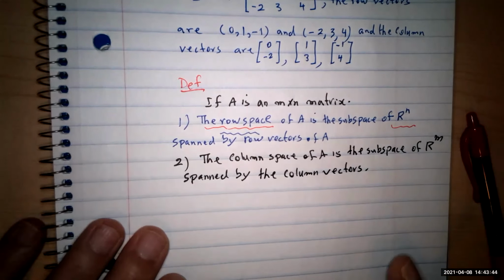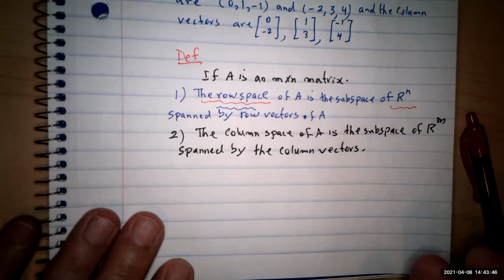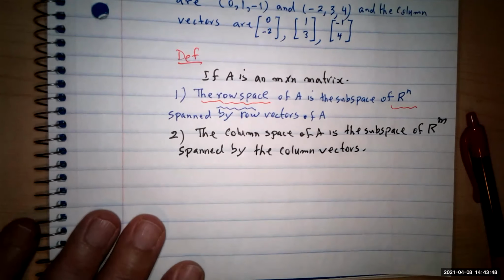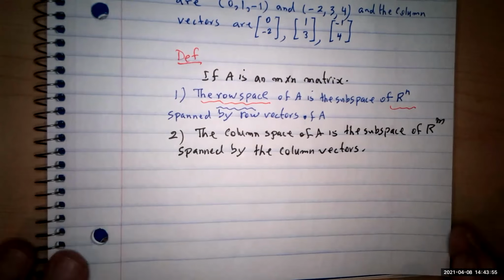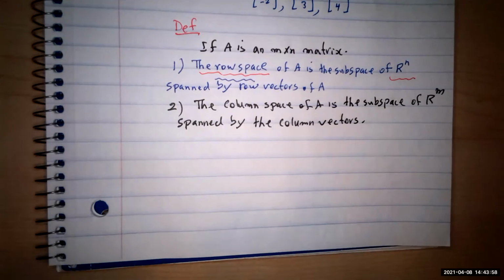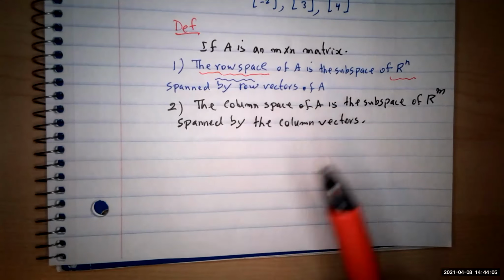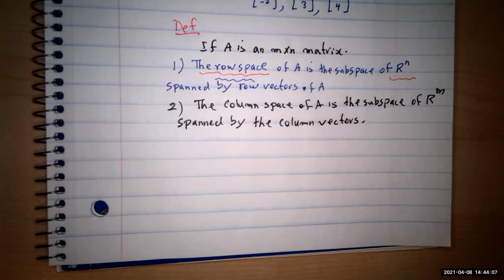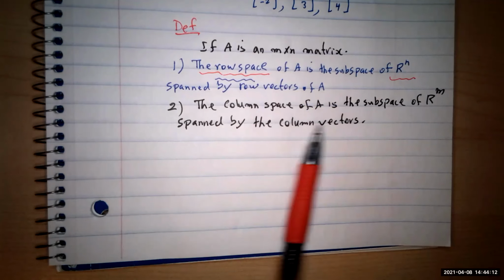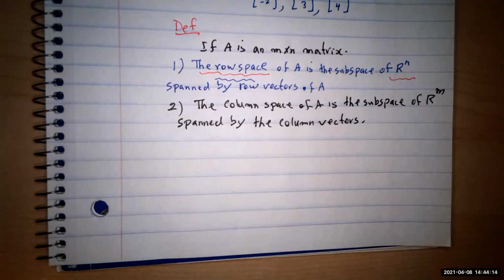Okay, so a subspace spanned by the row vectors is just the row space. The subspace spanned by the column vectors is just the column space. So what are we going to do? We are going to see how we're going to form this space, the row space. Of course, if you have a basis for this row space, that can nicely be done. Nicely we can form our row space.